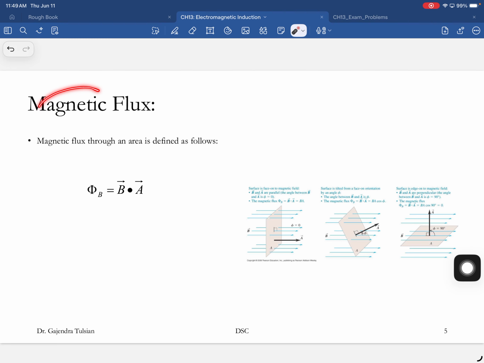We'll define something called magnetic flux. This is a magnetic field. Magnetic flux just measures, loosely speaking, how many magnetic field lines thread this area. How many magnetic field lines are threading this area? Zero. So this is how magnetic flux is defined: B dot A, where A is the area vector.